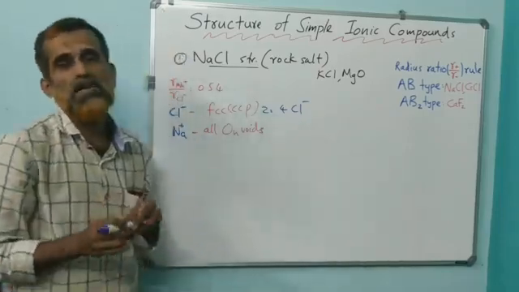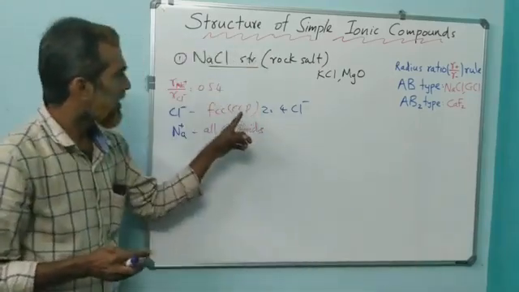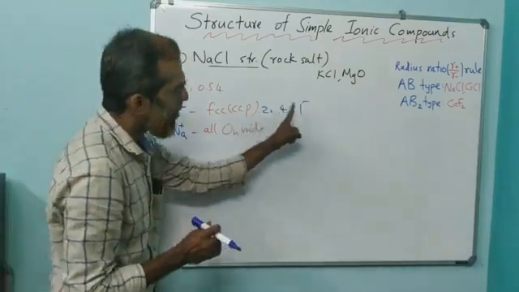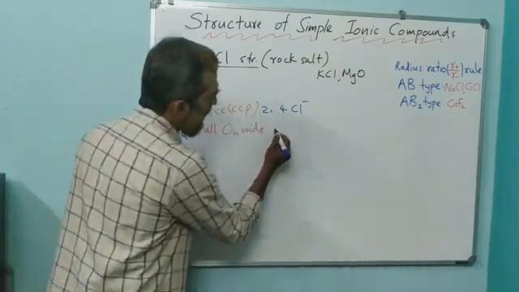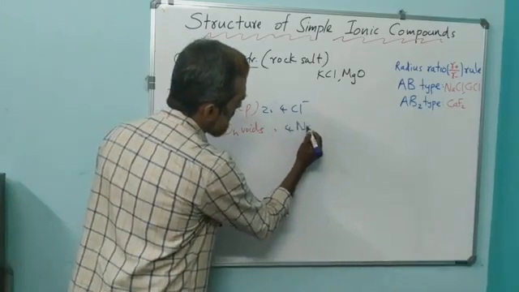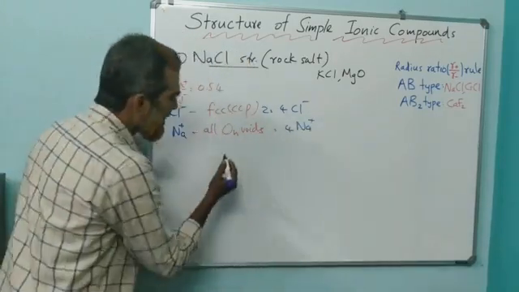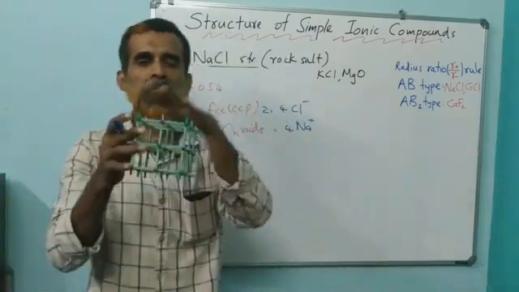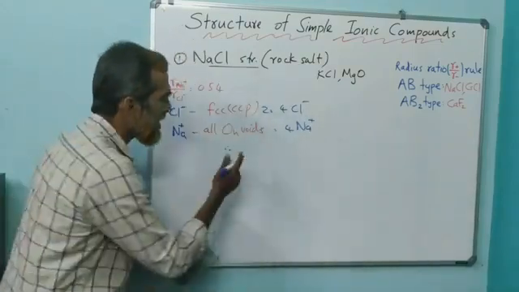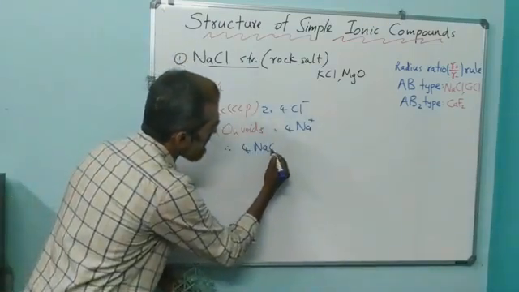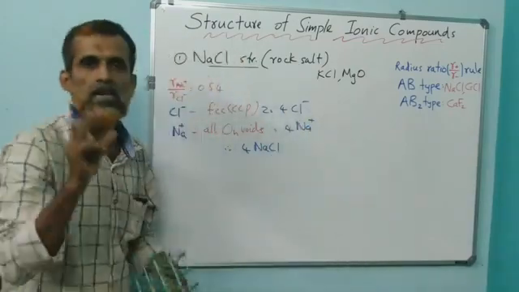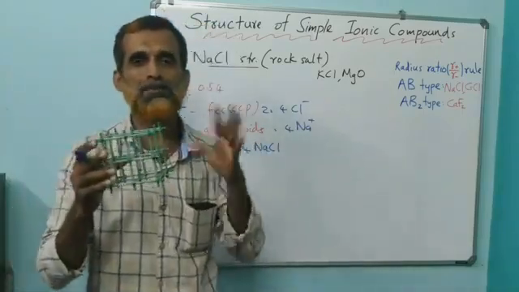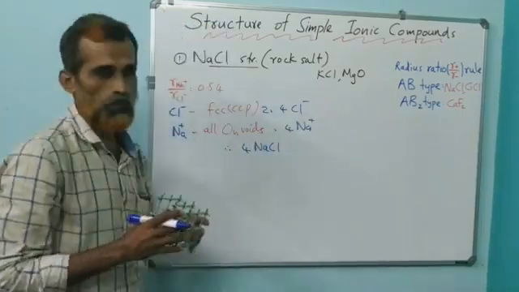In all the octahedral voids, we have learned that the number of octahedral voids is equal to the number of particles. So when there are 4 effective particles, there will be 4 Na+ also. Therefore, the number of NaCl units present in one NaCl unit cell will be 4, because there are 4 Na+ and 4 Cl- in one unit cell. So the total number of NaCl units present in this unit cell is 4.